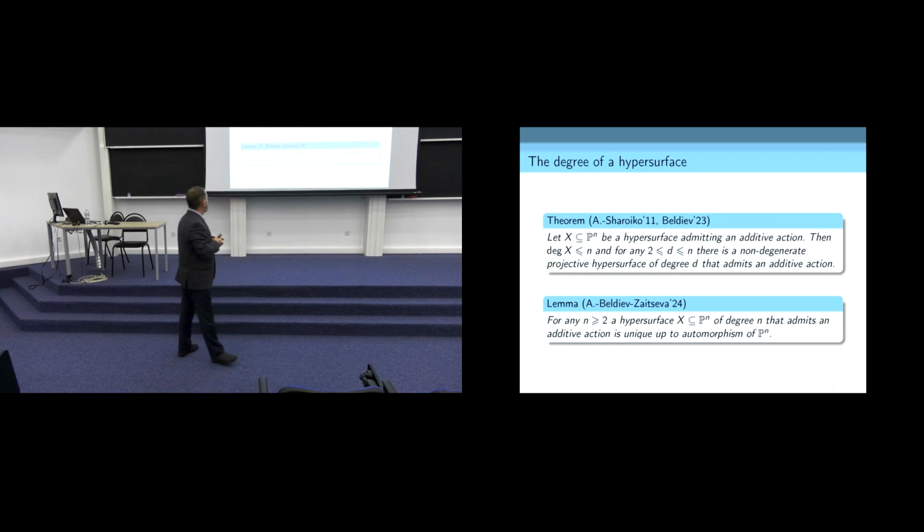And also, if you take extremal cases, the first extremal case is d equal 2, and in this case we have a non-degenerate, which means smooth, quadric, and by Sharoyko's theorem, the additive action is unique. And if you have another extreme, if you have d equal n, then it turns out that such a hypersurface of maximal possible degree is also unique. And this is unfortunately not normal, this is quite a specific hypersurface.